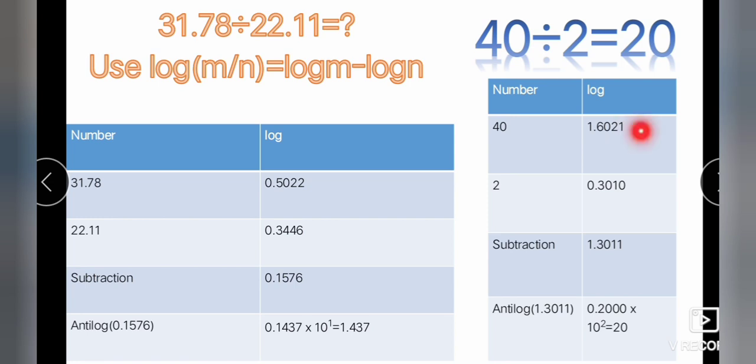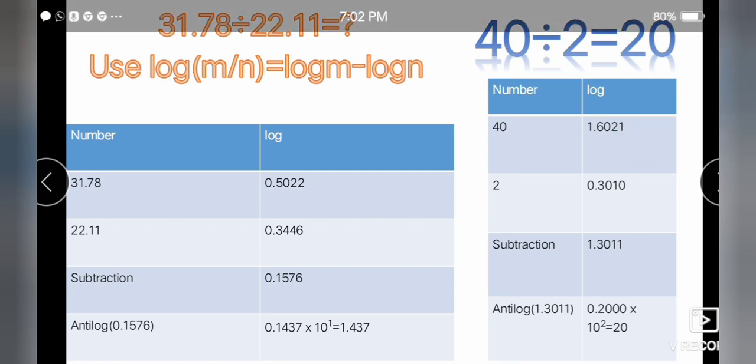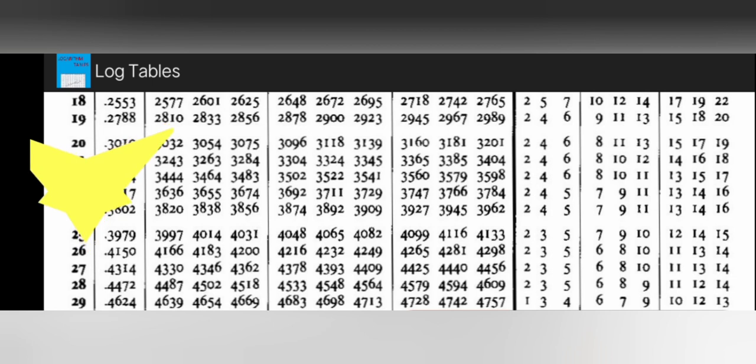Let us see the log of 40. The characteristic is 1, and for 40, the row of 40 under column 0 will give the value 6021. Now the log of 2 is seen as log of 2.0000. So the first two digits are 20. The row of 20 under the 0th column will give 0.3010, and there is no column of 0 at the end, so the total value is 0.3010.